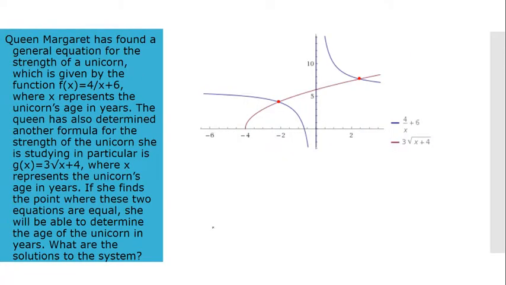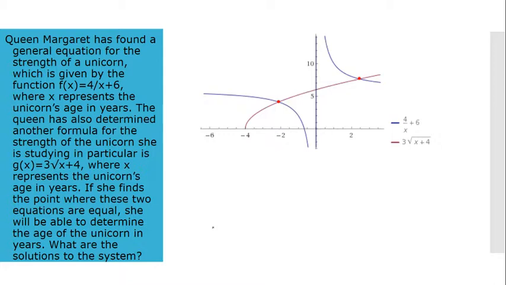Queen Margaret has found a general equation for the strength of a unicorn, which is given by the function f of x equals 4 divided by x plus 6, where x represents the unicorn's age in years. The Queen has also determined another formula for the strength of the unicorn she is studying. In particular, it is g of x equals 3 times the square root of x plus 4, where x represents the unicorn's age in years. If she finds the point where these two equations are equal, she will be able to determine the age of the unicorn in years.